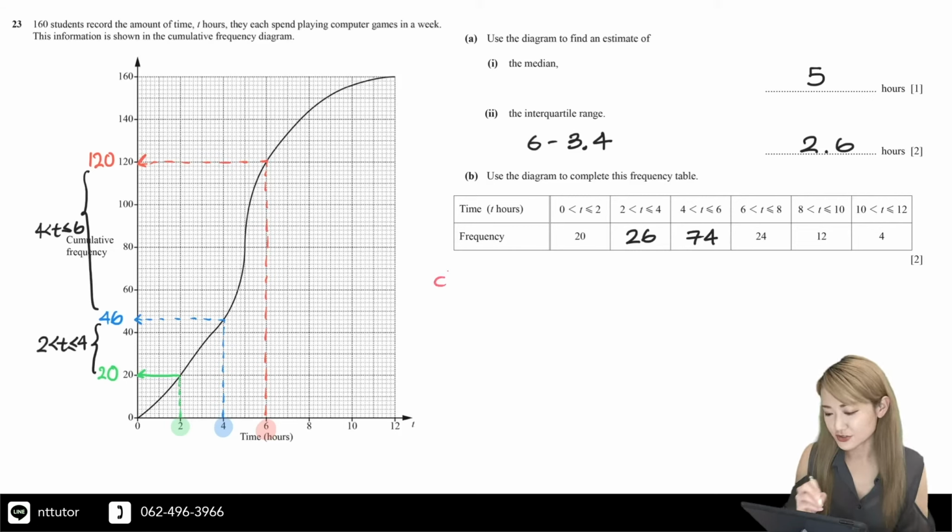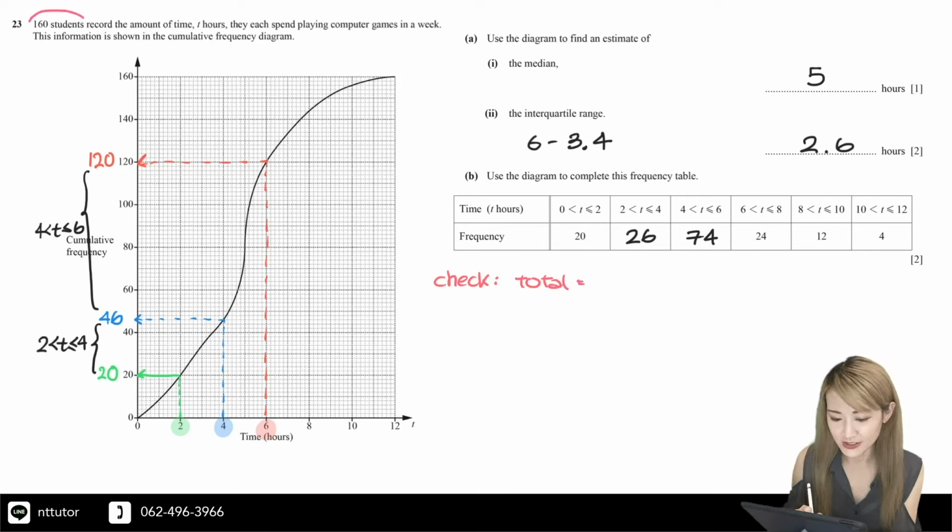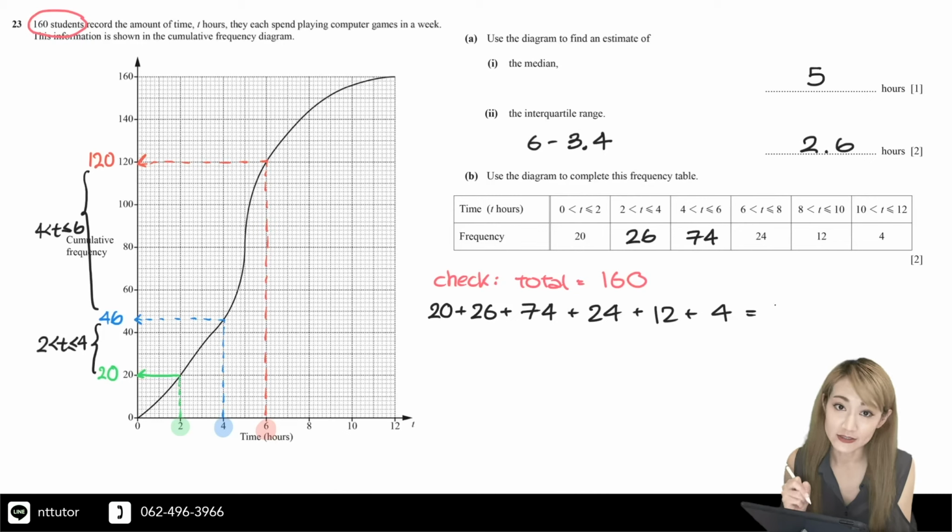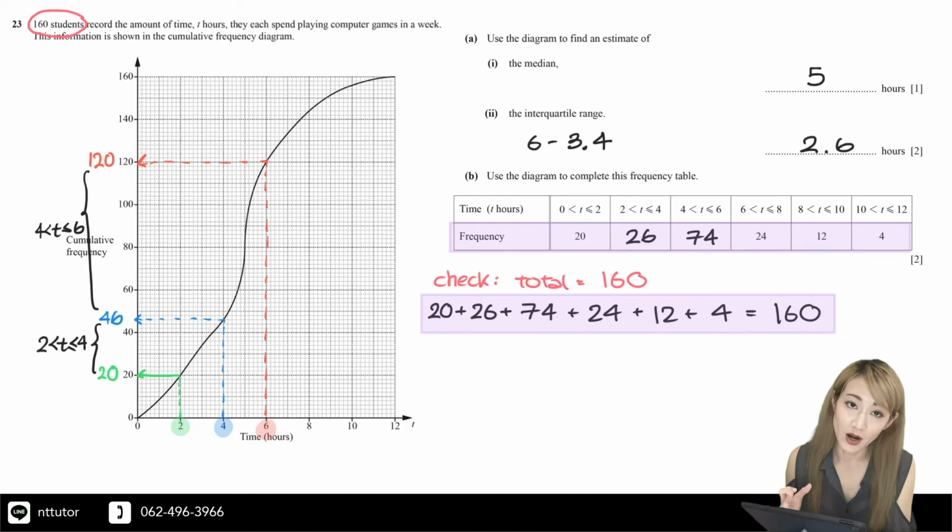Okay, and we can always check this. So this table gives the frequency, and we know for a fact that it comes from a total of 160 students. So the total of all these frequencies should equal 160. So if we add them all up, we can check whether it equals 160. And indeed it does, so therefore this answer is probably correct.